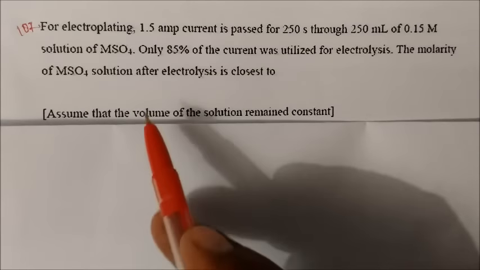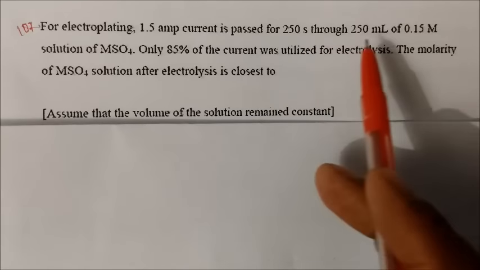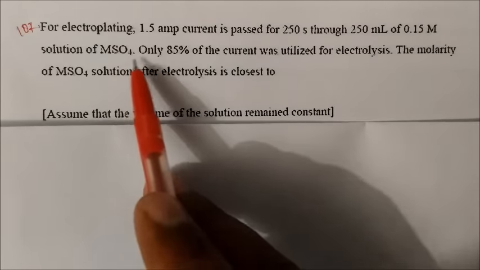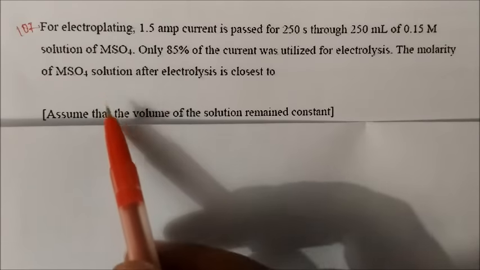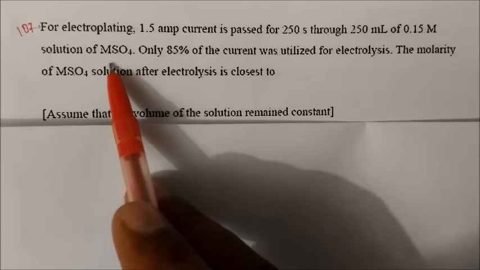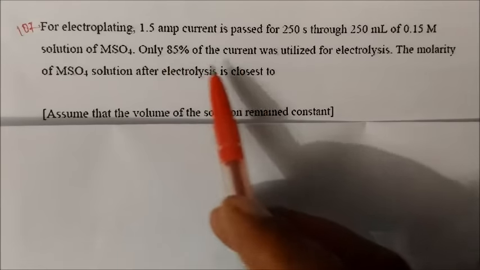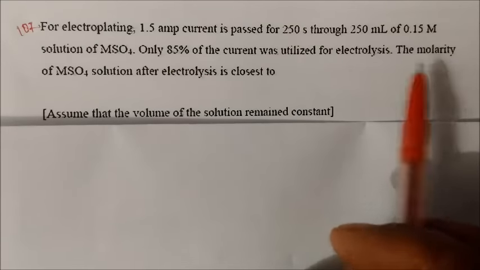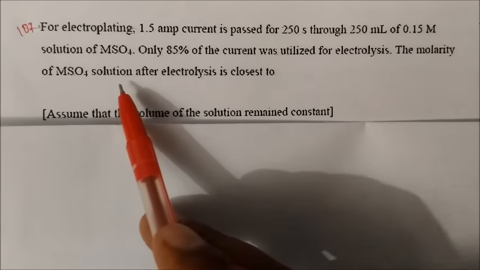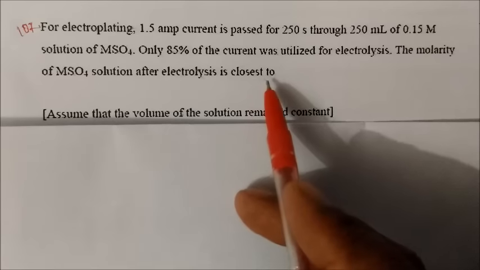For electroplating, 1.5 ampere current is passed for 250 seconds through 250 ml of 0.15 molarity solution of M sulfate. This is M2+, because sulfate is a single entity, so it will be 2+. So it is a group 2 element. Only 85% of the current was utilized for electrolysis. What is the molarity of the metal sulfate solution after electrolysis, closest to?